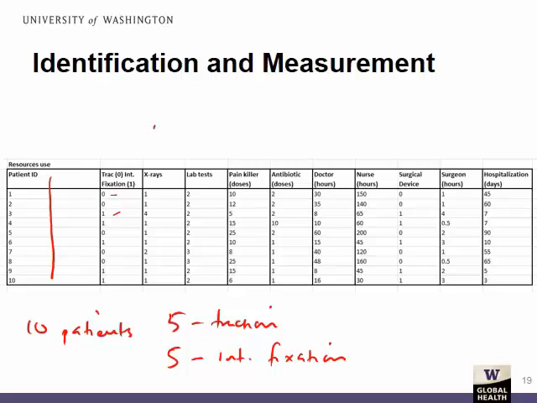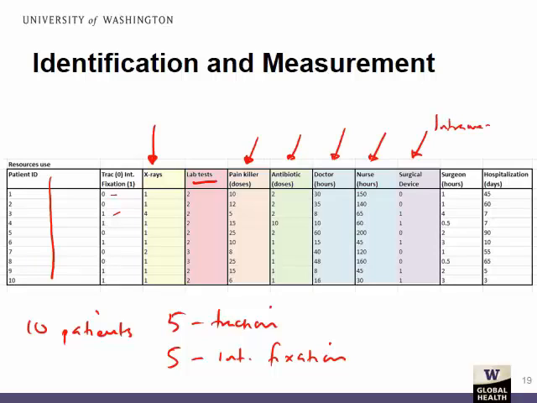You have x-rays, lab tests, doses of painkillers, antibiotics. You have doctors and nurses time, and you have the device. This is the intramedullary nail that you're going to use for internal fixation, and you'll see that for those who have traction, there's no cost for that. There's no resource use for that. But for those who have internal fixation, you have that they need these nails essentially.